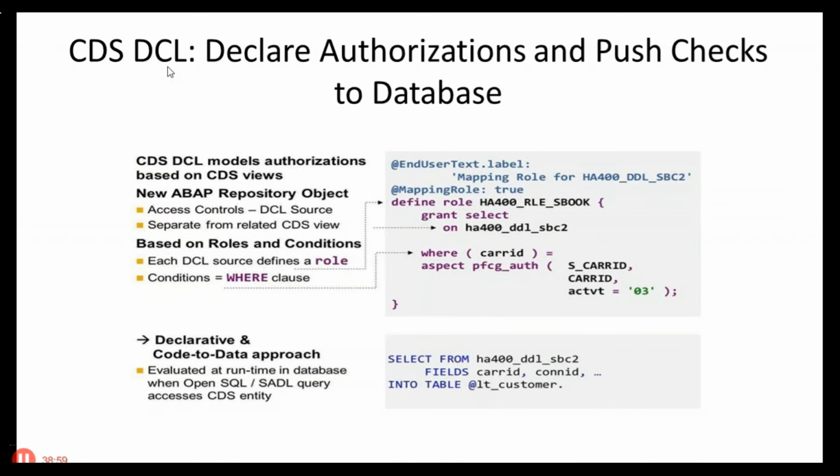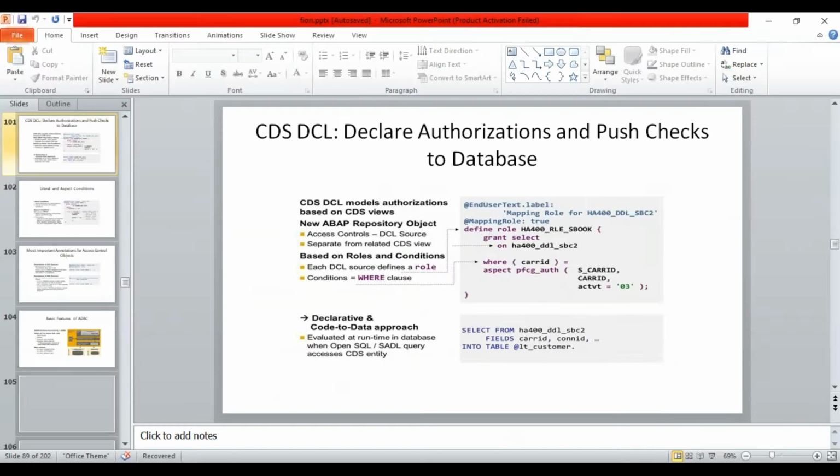Now here, this is called data control language, DCL. It models authorization based on CDS views. So we have defined a role. So this is a DCL. Okay, so access controls. Now here, earlier we used DDL, right? So now we will be using DCL. So this option will be there here.